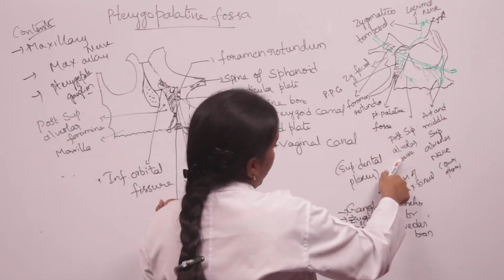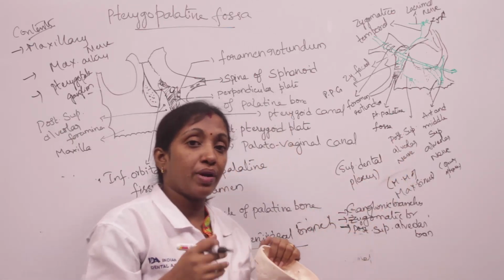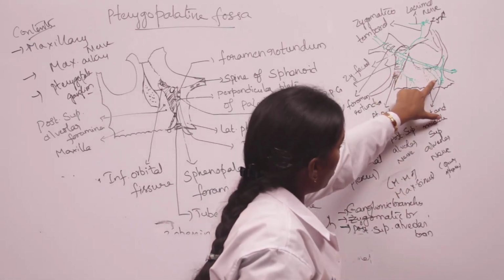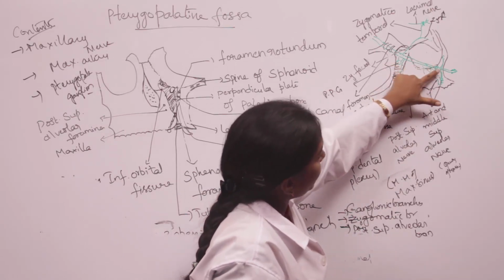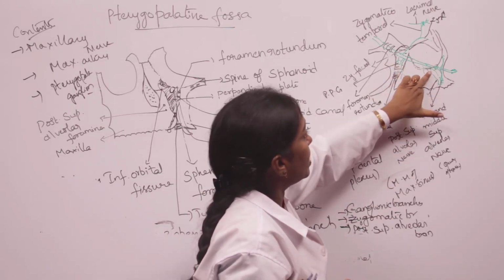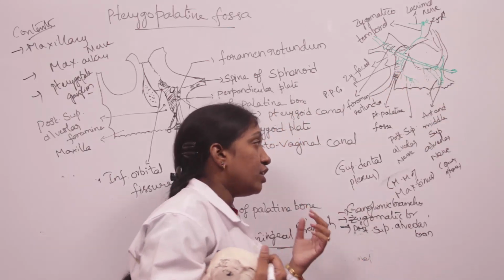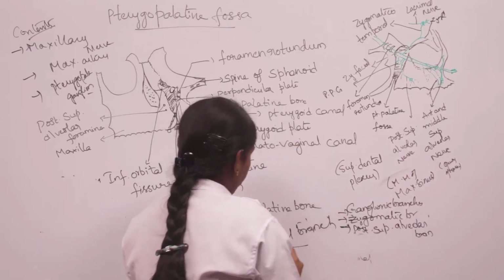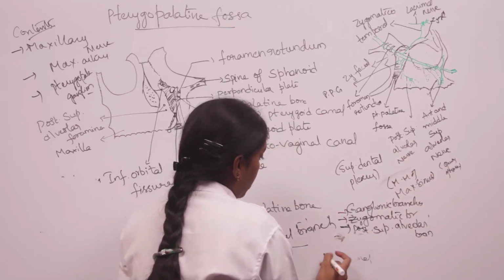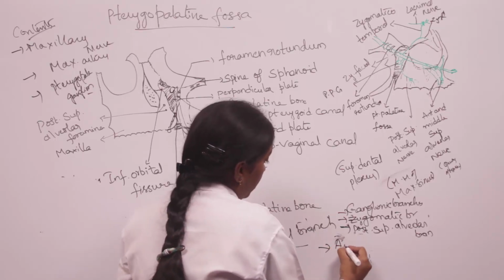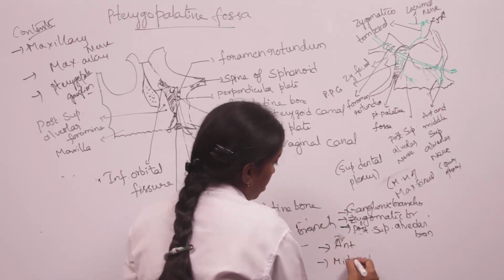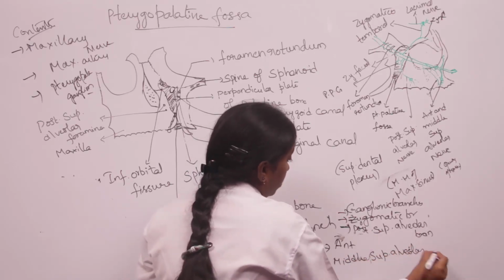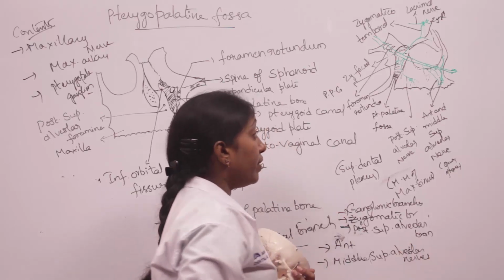We know that the posterior superior alveolar nerve supplies the adjoining gum and mucous membrane of the molar tooth, and this is the middle superior alveolar nerve. Okay, and the above one we call the anterior superior alveolar nerve. These are the anterior and middle superior alveolar nerves that are given by the maxillary nerve in the inferior orbital fissure.